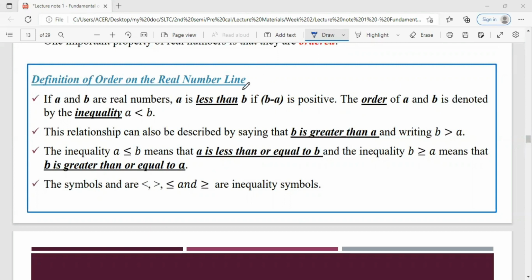Therefore, we know that this one is the highest value, this one is the large value, this one is the small value. So if we subtract the small value from the large value, we know that the result is positive, right? The order of A and B is denoted by the inequality A less than B. I think you already know this sign, A less than B.